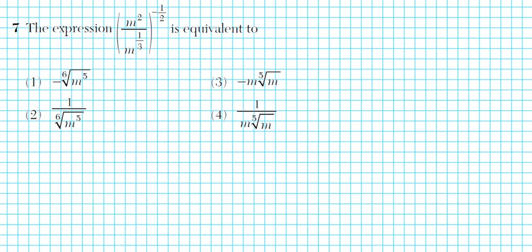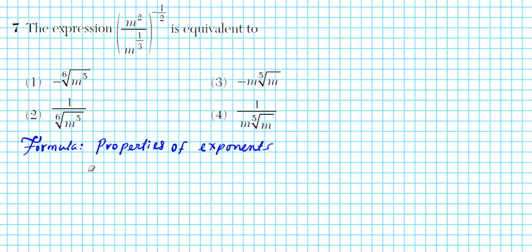Alright, let's take a look at question number 7. It reads, the expression m squared over m to the 1/3, all raised to the negative 1/2, is equivalent to. So let's review our properties of exponents, the ones that are applicable to this problem. We're going to review our properties of exponents real quick, and then we will use them to solve this problem.